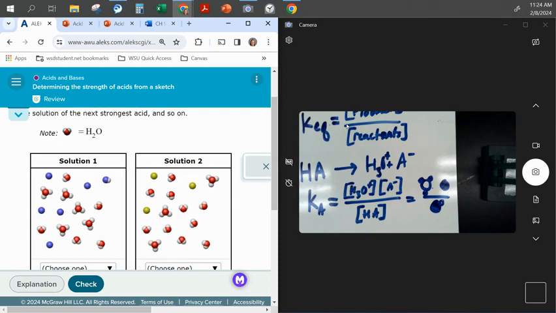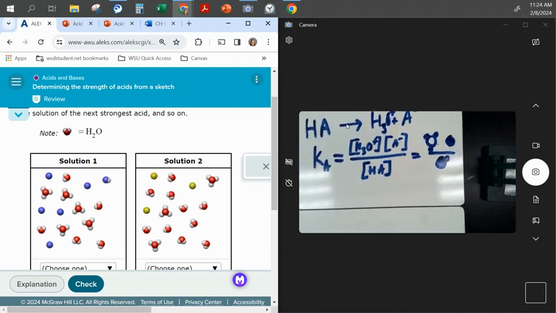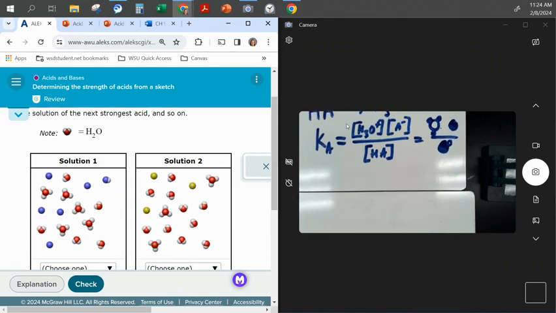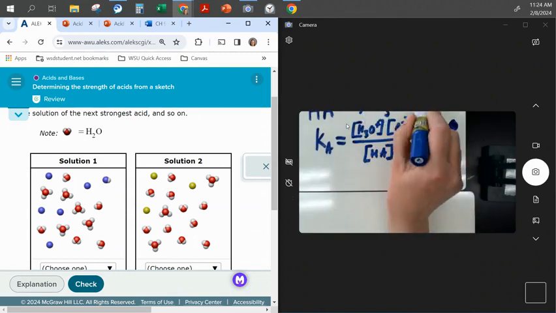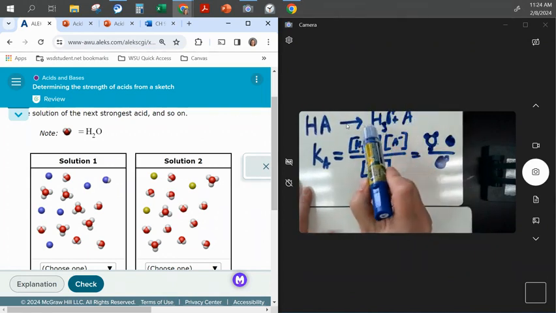And then we're going to rank them. So we're going to find the value, and then see which one is the strongest and which one is the weakest. The bigger the value, the more towards this side they are. If they're going towards this side, they're going to be stronger.